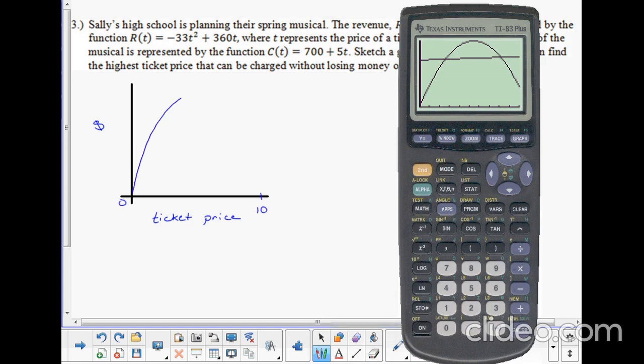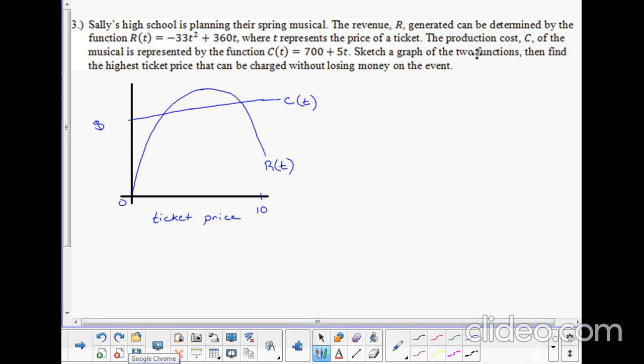I have this parabolic curve. And I'm going to label this parabolic curve after I draw it in. So I'm going to sketch it like what we have here. I'm going to label this parabolic curve as R of t. So this is revenue. And then I have this linear graph there, and I'm going to label this as C of t. This is cost. So it says sketch a graph of the two functions. Check, we've done that. Then find the highest ticket price that can be charged without losing money on the event. So my revenue is this parabolic curve here.